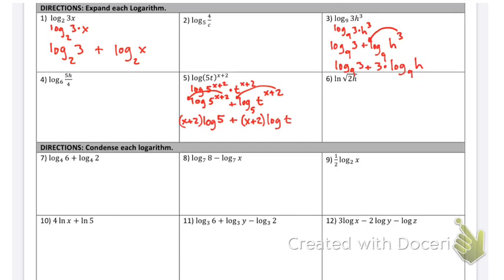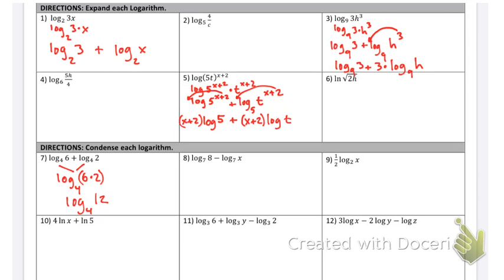All right, so let's do a couple of condensing. Condensing just means we're going to do the reverse. If we have addition, it turns into multiplication. If we have subtraction, it turns into division. And if we have anything multiplying in front, it turns back into an exponent. All right. So let's try 7. We have addition. So I can turn these two logs, since the logs match, into one log. And it's going to be 6 times 2 now inside the log. So log base 4, and then 6 times 2 is 12.